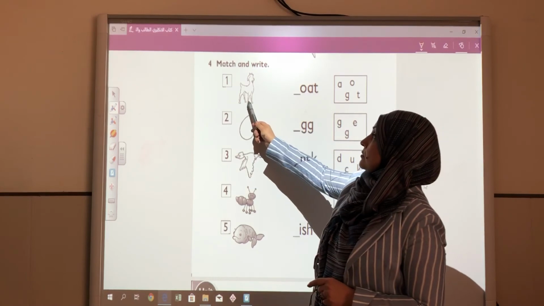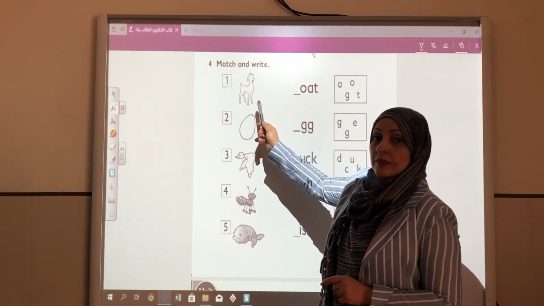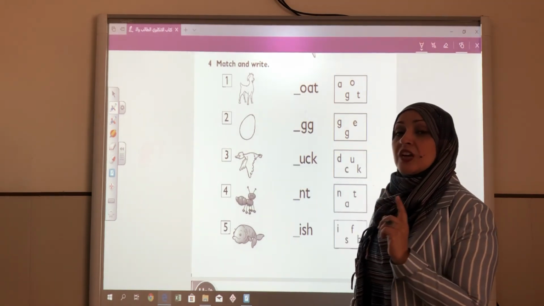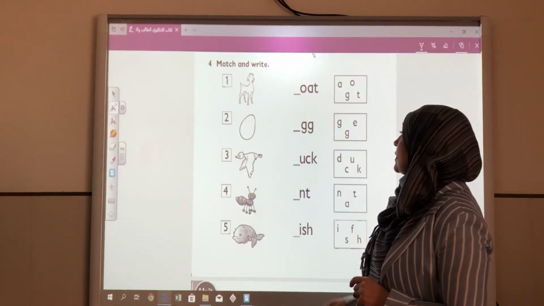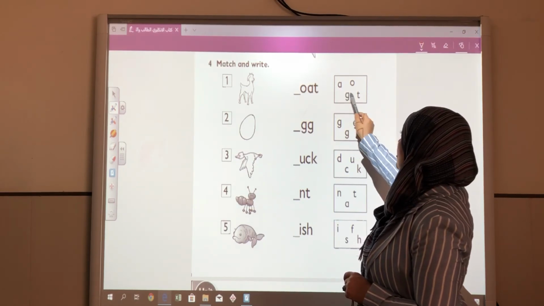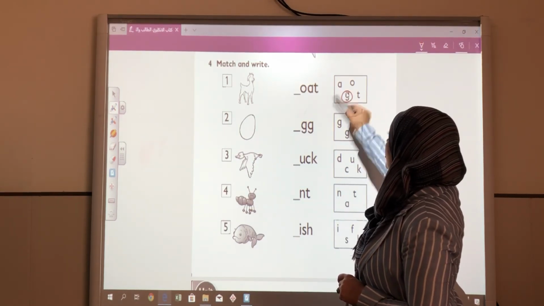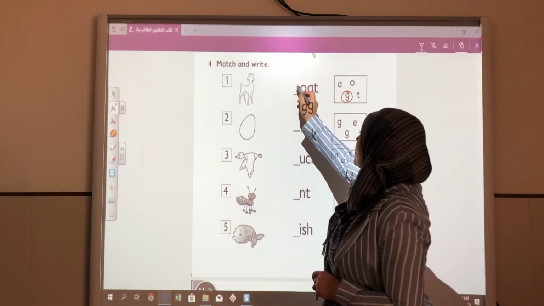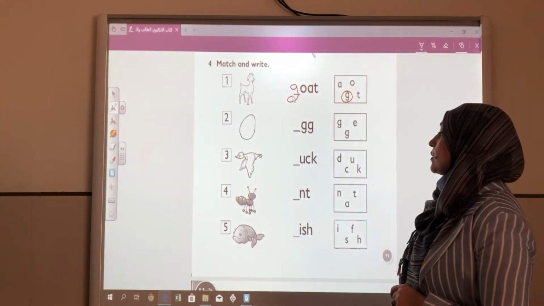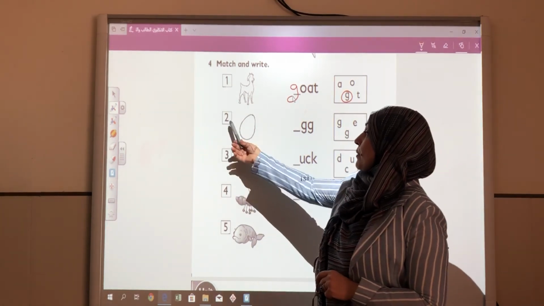What this picture? Number one. It's a goat. Goat start with letter G. Now, where is G? This one? No. This one? No. It's this one. So here we will write G. Goat.